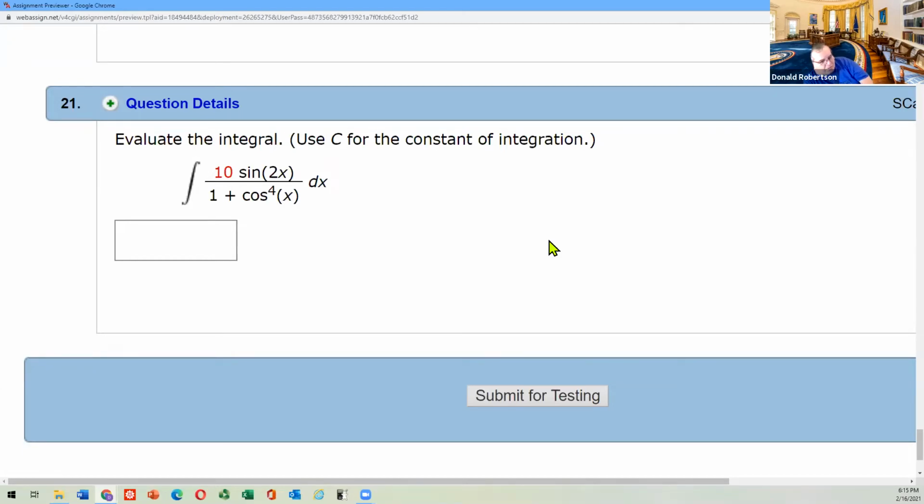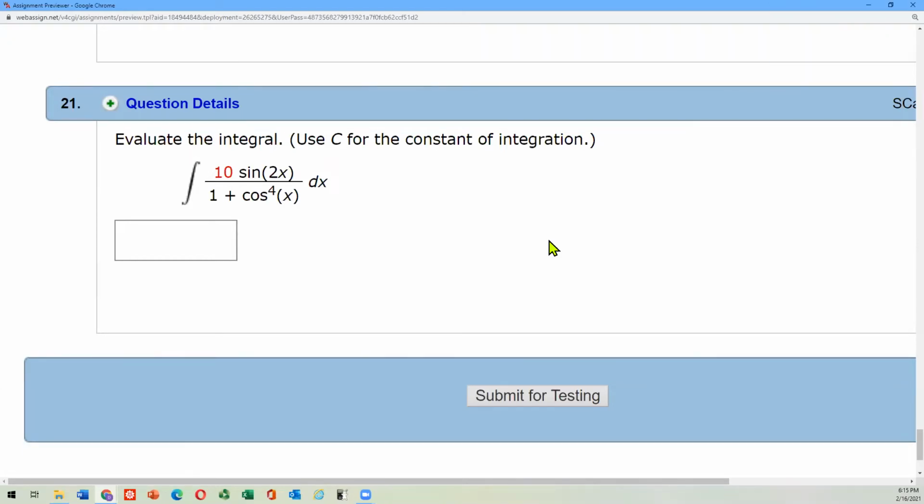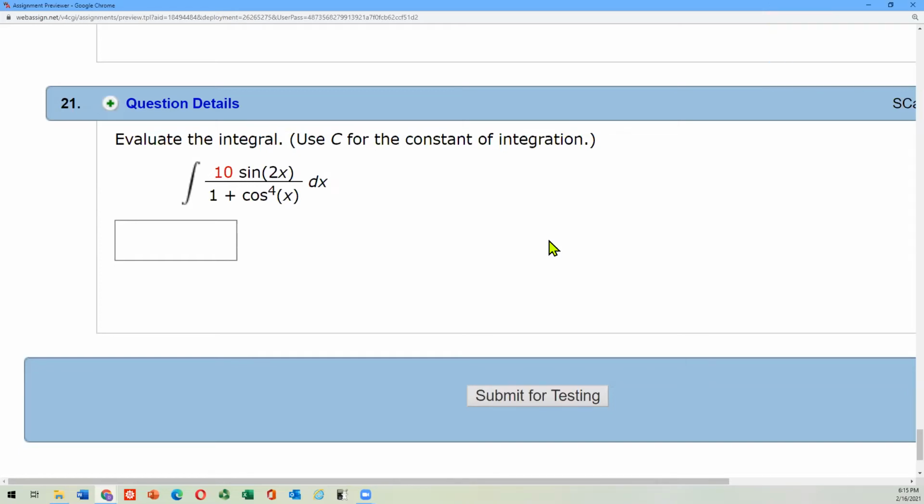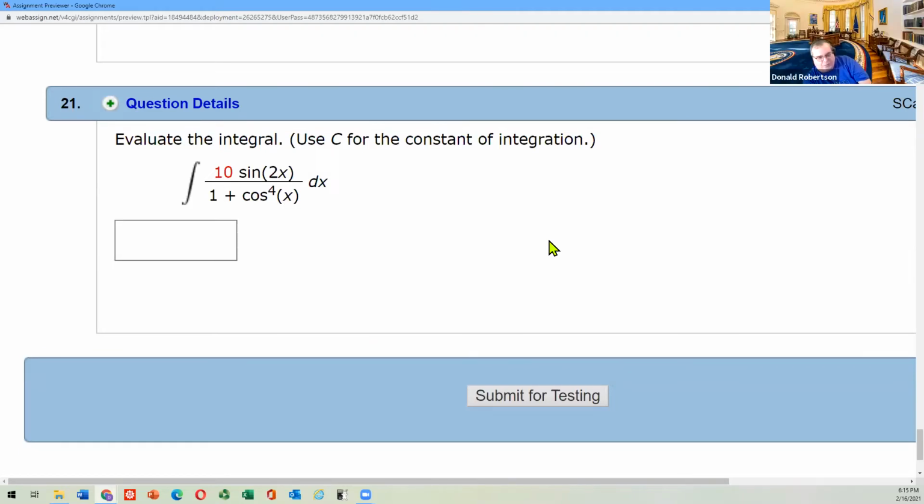Would it be cosine squared? Yes. Why did you pick that? So it's bang on. Not cos 4, but cos squared, which is the right choice. Because then you can get the derivative to cancel. Right, and the derivative ends up being a version of 2 sine x cosine x, which is what sine of 2x is. So that'll turn into, I think, negative 10 over 1 plus u squared, which is an inverse tan.